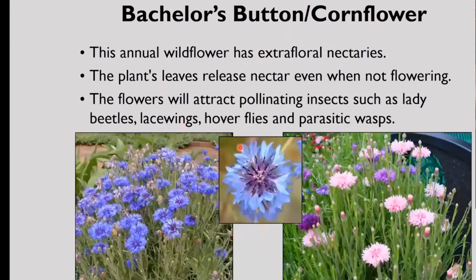Cornflower, bachelor's button. Again, we have these very small resources available. And this is a cool wildflower in that it has extrafloral nectaries. So even when it's not in bloom, it can still provide nectar for our beneficial insects. So this one's just packed with nectar, and that's what we want, right? We don't want the flowers that don't have very much pollen or nectar.